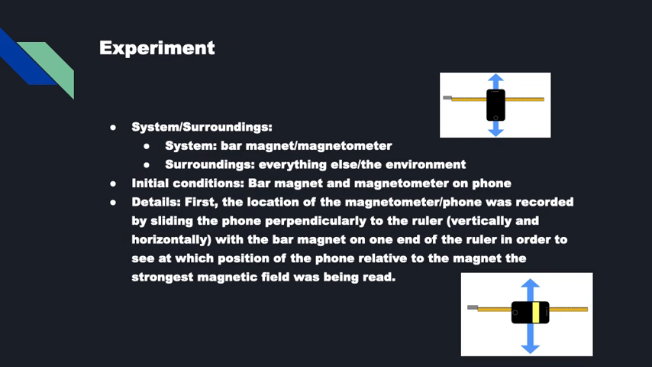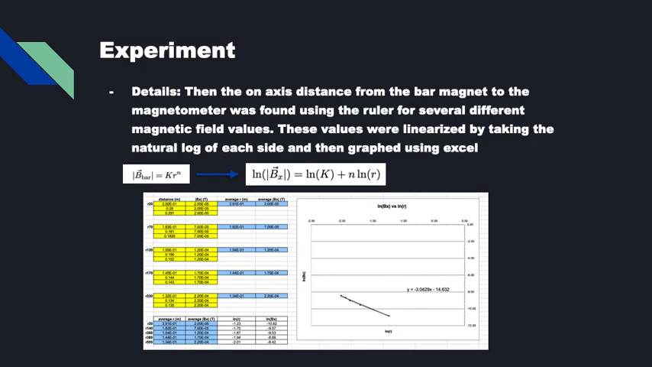Then for the experiment, the system was the bar magnet and magnetometer, and the surroundings were the environment. For the initial conditions, the bar magnet and magnetometer on the phone. Some of the details were: first, the location of the magnetometer in the phone was recorded by sliding the phone perpendicularly to the ruler, vertically and horizontally, with the bar magnet on one end of the ruler, in order to see at which position of the phone relative to the magnet the strongest magnetic field was being read.